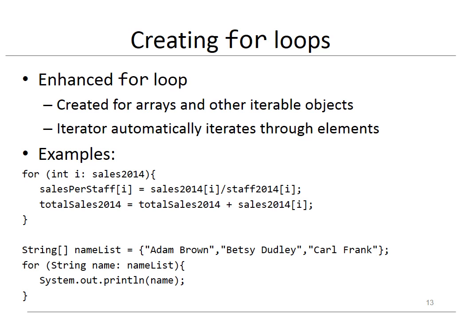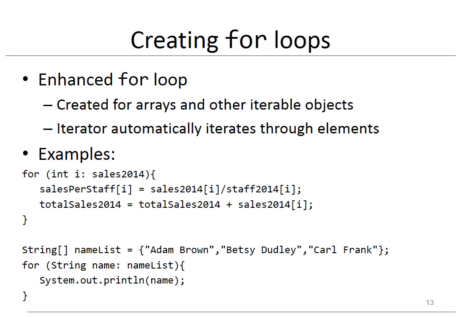An enhanced for loop is an alternative for loop introduced specifically for arrays and other iterable objects. It makes use of an iterator which automatically iterates without requiring initialization, termination, or increment. Here you can see two examples. The first one is our previous example, but now with an enhanced for loop instead.